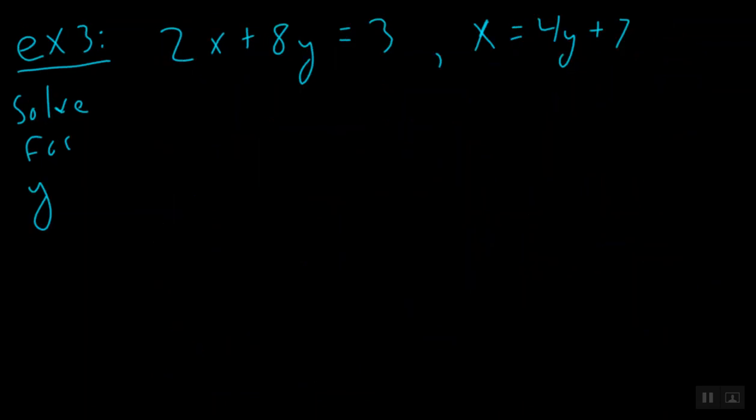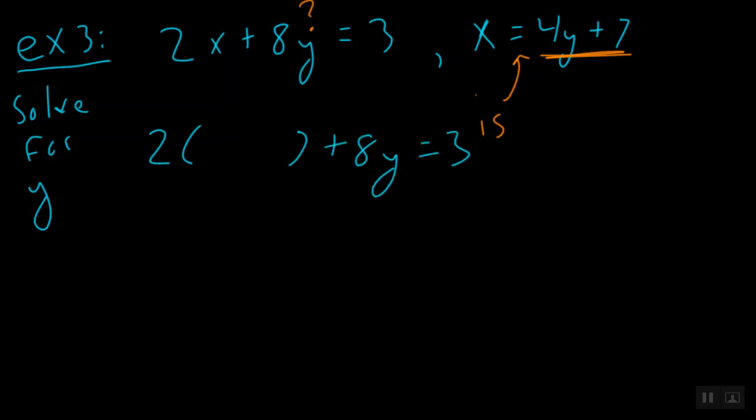Okay, here we have our third and final example, and we want to solve for y. Okay, so I want to know what y is, but over here we're actually given that x, remember, x is by itself, so we're saying that x is 4y + 7. So if I'm going from left to right, I know what x is, so I'm going to write this. 2 parentheses plus 8y is equal to 3. And what is x? Well, we know that x is 4y + 7.